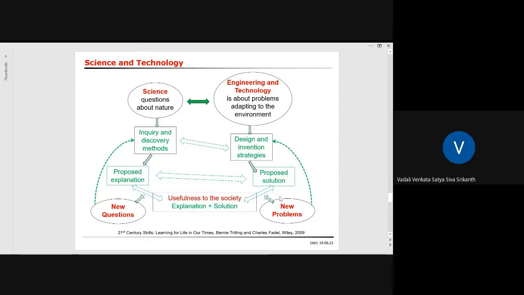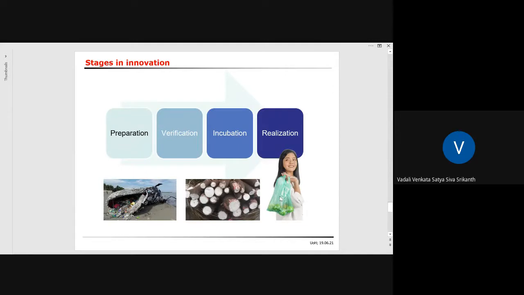Now, for all these things to happen, of course, in between there are different stages of innovation. What are they? They are broadly classified into four: preparation, which involves the idea, an innovative idea. You develop the idea, verify the idea, that's verification, whether it will work out or not, whether it is scientific or not. And once you prove beyond doubt that it is scientifically sound and technologically possible, you start the process called incubation, or starting a startup-like thing, starting a small company and try to reach the user, saying that, you see, I have a better solution to a problem.